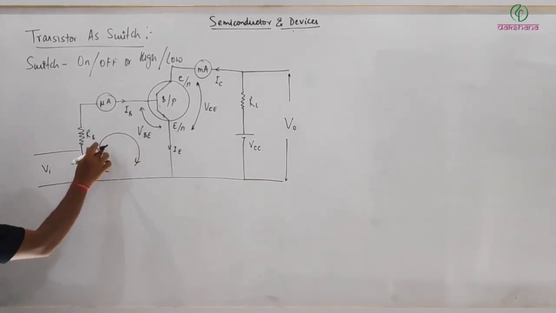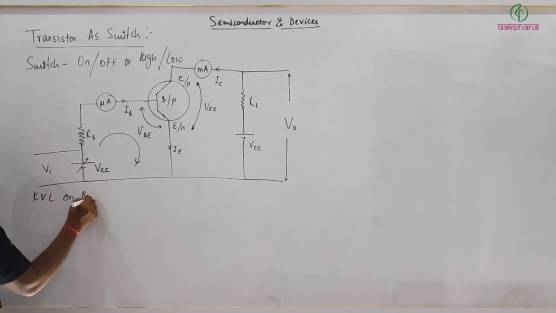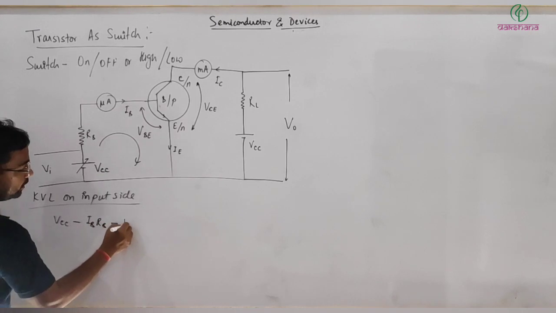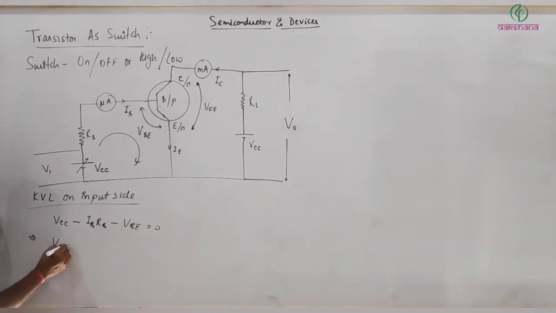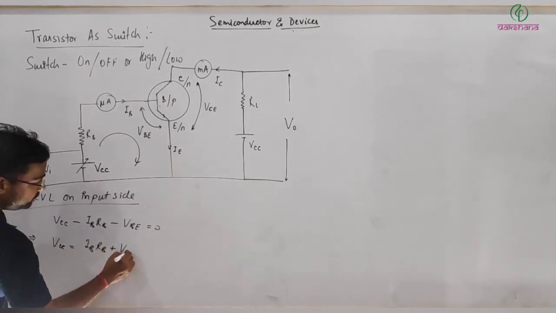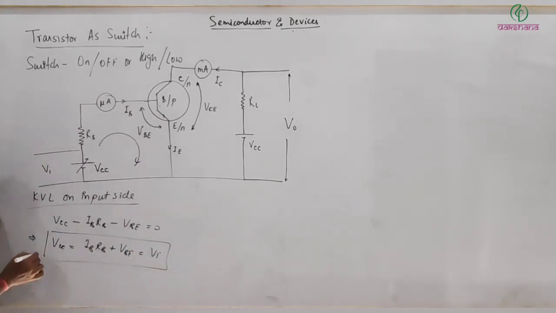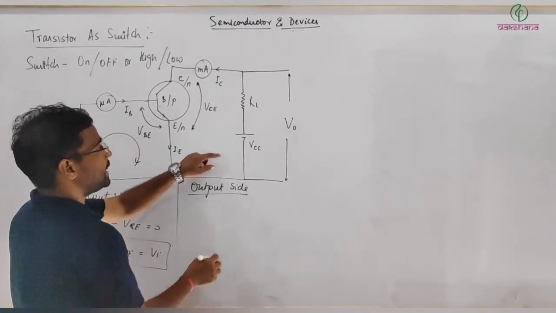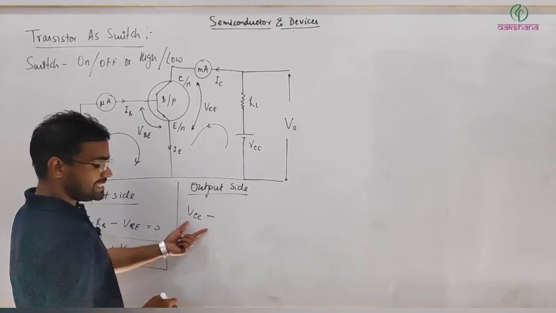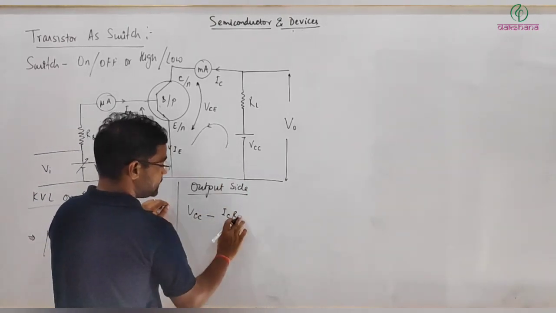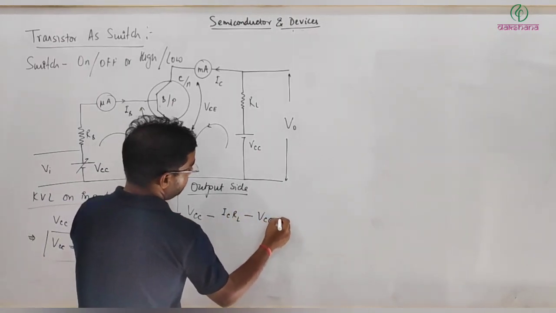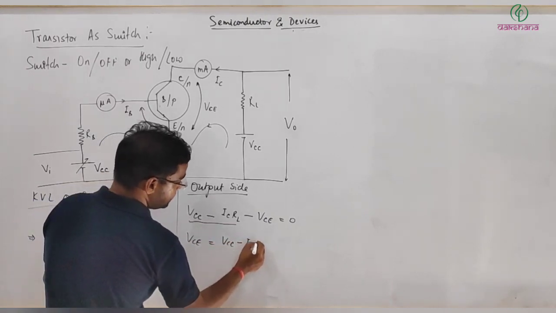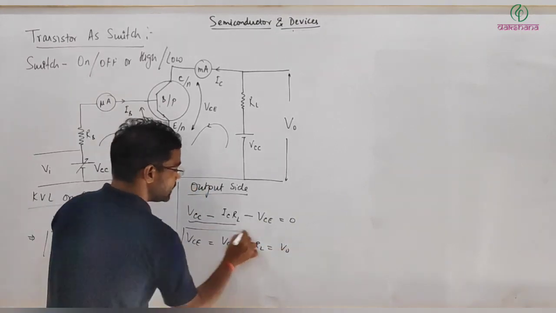Applying KVL on the input side: VCC minus IB RB minus VBE equals 0, so VCC equals IB RB plus VBE. This is also called the input voltage. Similarly, on the output side, applying KVL: VCC minus IC RL minus VCE equals 0, so VCE equals VCC minus IC RL. This is taken as the output. Clear?